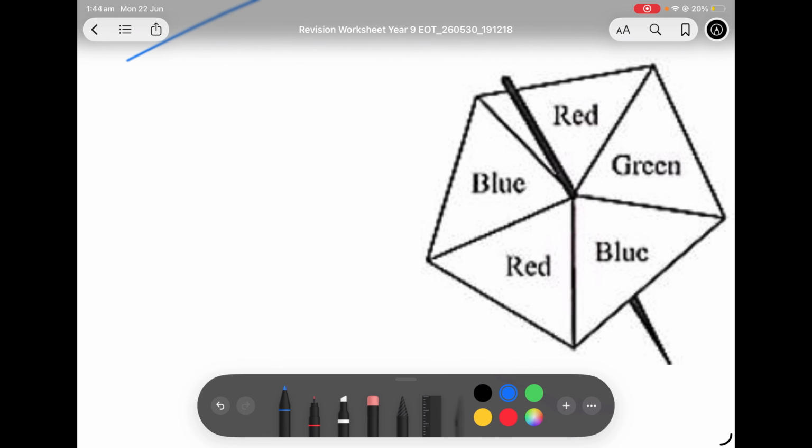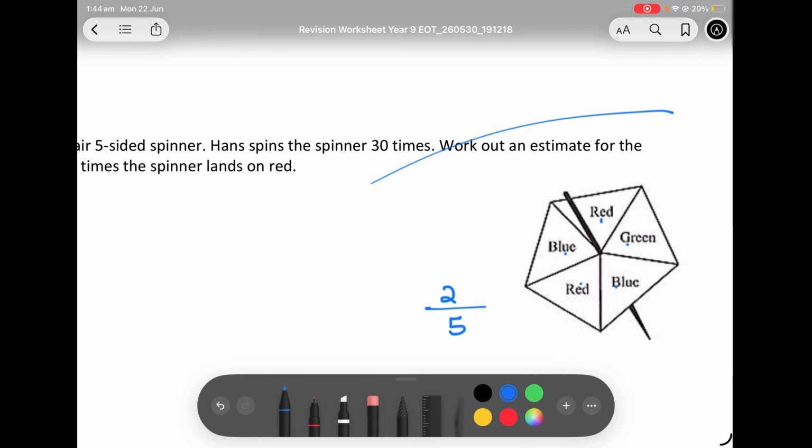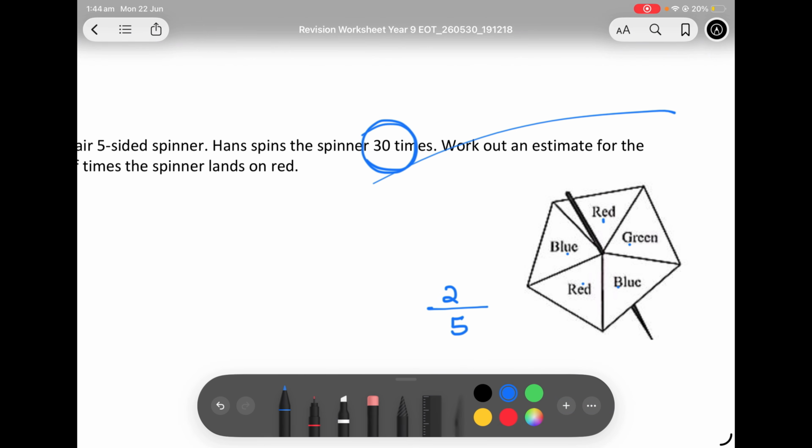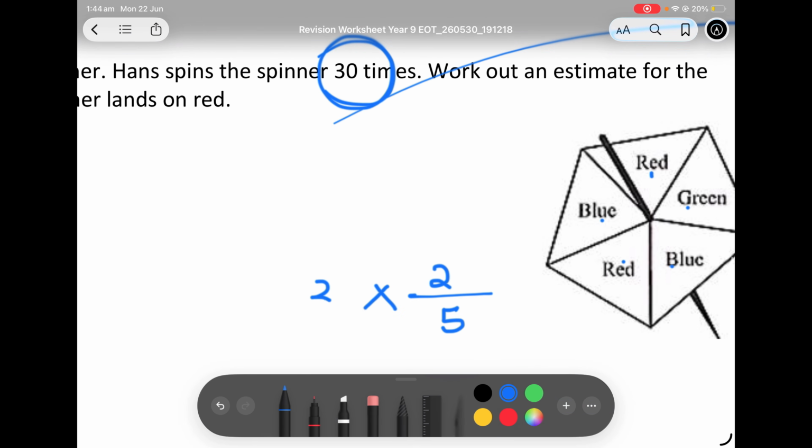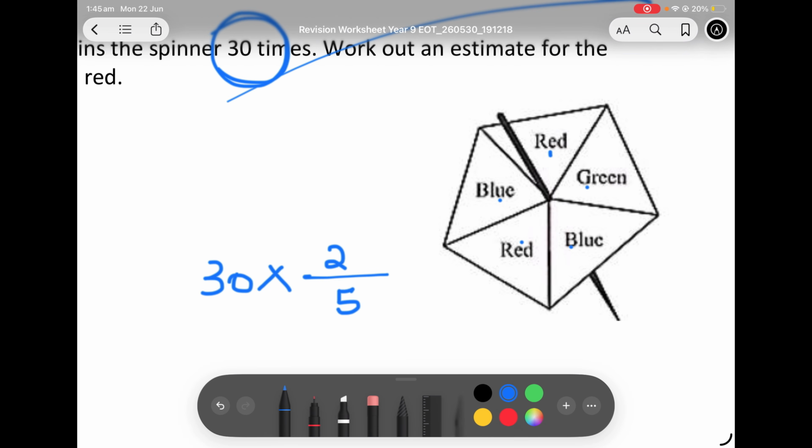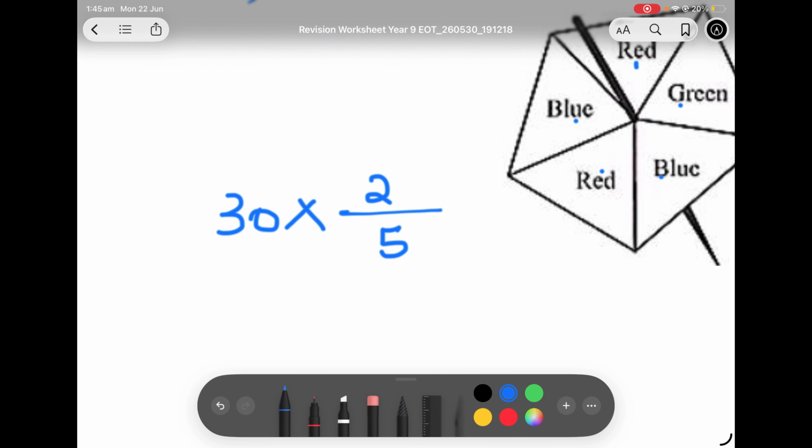So how many reds do I have? I have 1 and 2 reds. 2 reds out of 1, 2, 3, 4, 5. So 2 over 5 is the probability of red, and then what he's doing is 30 times. So 30 times 2 over 5. If I do it, it becomes 12 as the answer here.